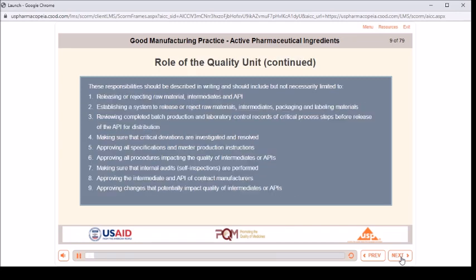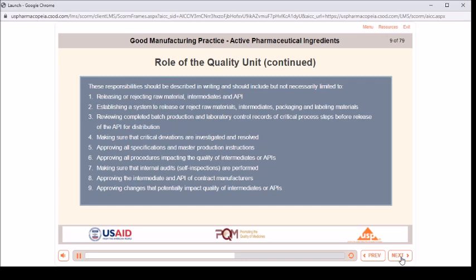Role of the quality unit, continued. These responsibilities should be described in writing and should include, but not necessarily be limited to: 1. Releasing or rejecting raw material, intermediates, and API. 2. Establishing a system to release or reject raw materials, intermediates, packaging, and labeling materials. 3. Reviewing completed batch production and laboratory control records of critical process steps before the release of API for distribution. 4. Making sure that critical deviations are investigated and resolved.